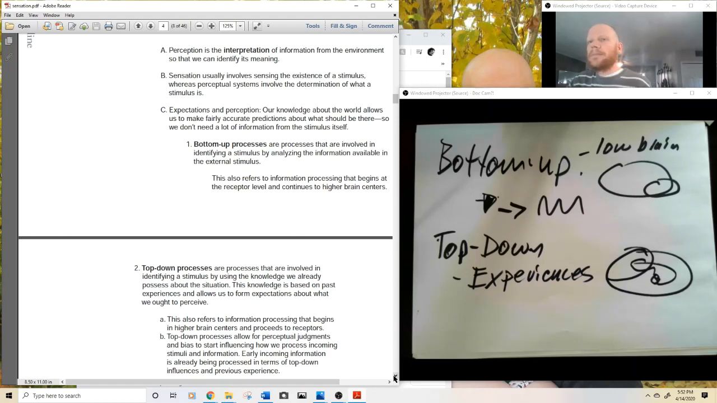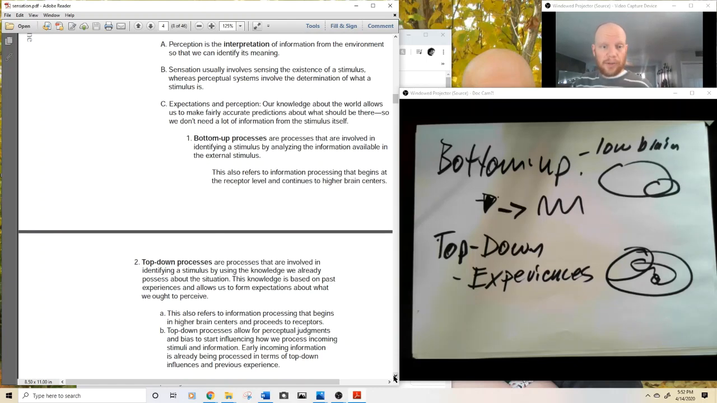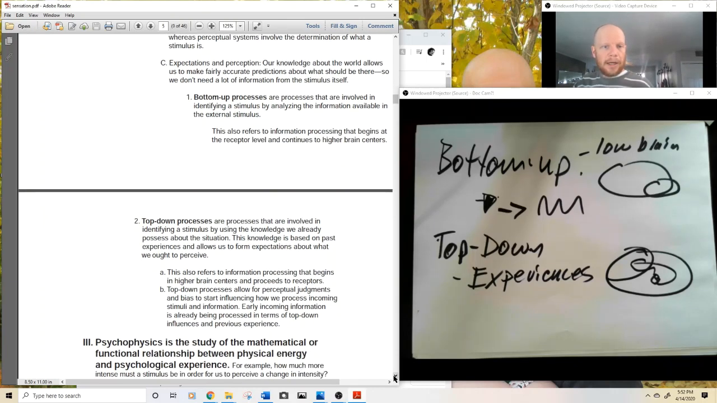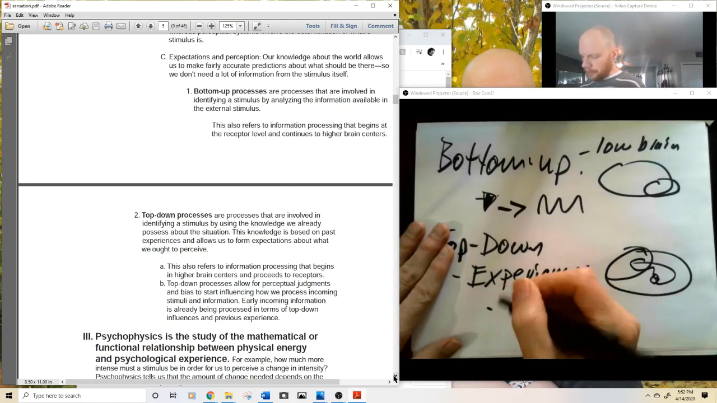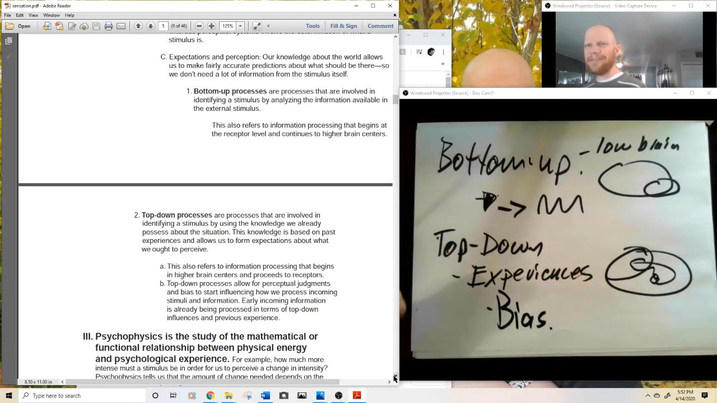A lot of biases work this way. Top-down processes allow for perceptual judgments and biases to start influencing how we process information and stimuli. So this leads to biases, and that's because we have to process information quickly. We need to take information in and go like, okay, thing, so I don't die. But that also makes it so we automatically make a perception and a decision on things before we even really can think about it, because our brain took this top-down processing, oh, we have this stuff, and interprets it this way, and we might interpret things completely differently.